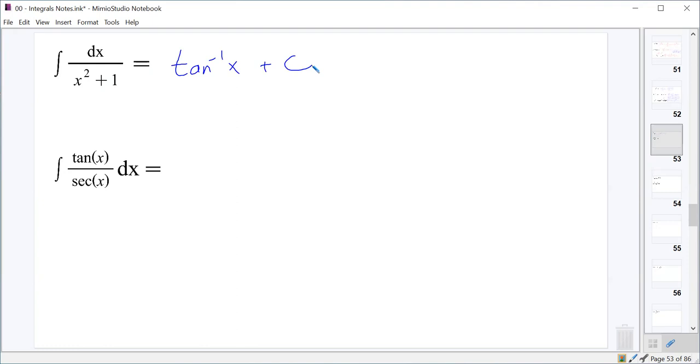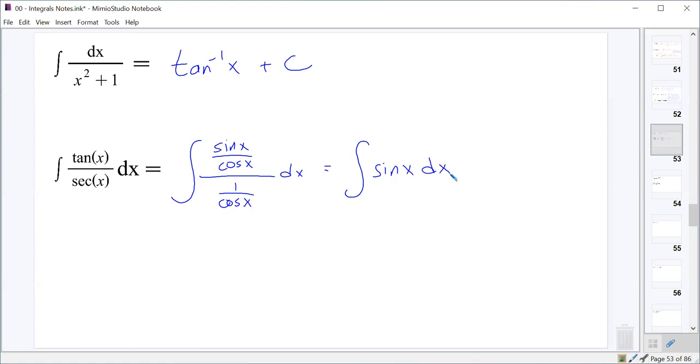The next one here looks like it's going to be pretty complicated because we got tangent and we got secant in there, and tangent over secant wasn't something that we just got from a derivative. So similarly to when we were doing derivatives, you always want to try and simplify any trig first if you can. So tangent is just sine x over cosine x, and secant is just 1 over cosine x. And whenever you have a complex fraction that has the same denominator in both the numerator and the denominator, cancel those out. So this just becomes an integral of sine x dx.